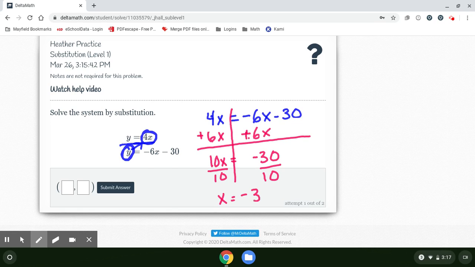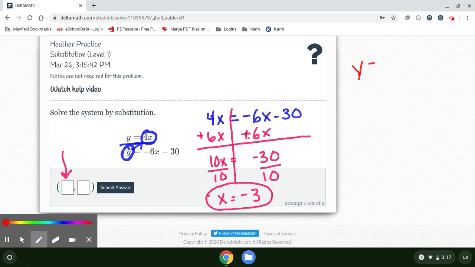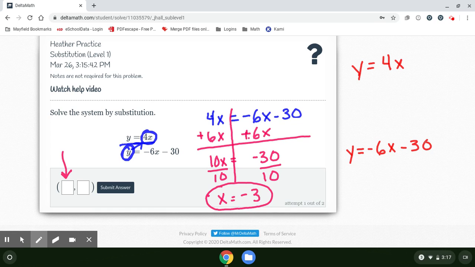So I found an x value, but I'm not quite done because I have to find an intersection, a point. Right now I have that x value, but I also need to find the y value. In order to find the y, I can pick either equation. So we have two to pick from. We have y equals 4x, okay? And you also have y equals negative 6x minus 30. And you only have to do this one time.